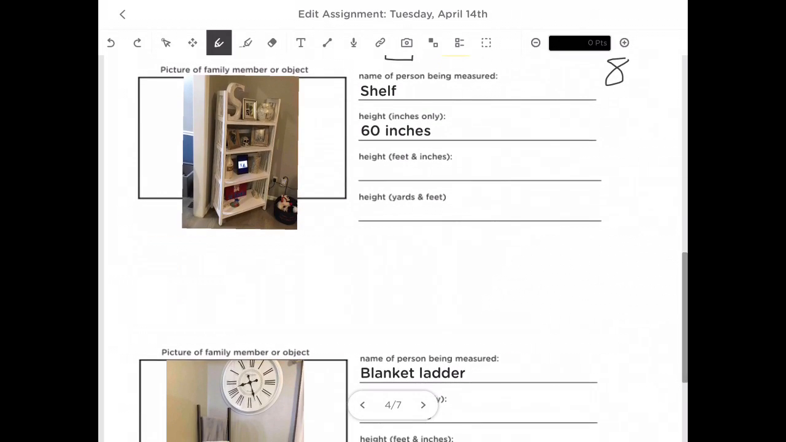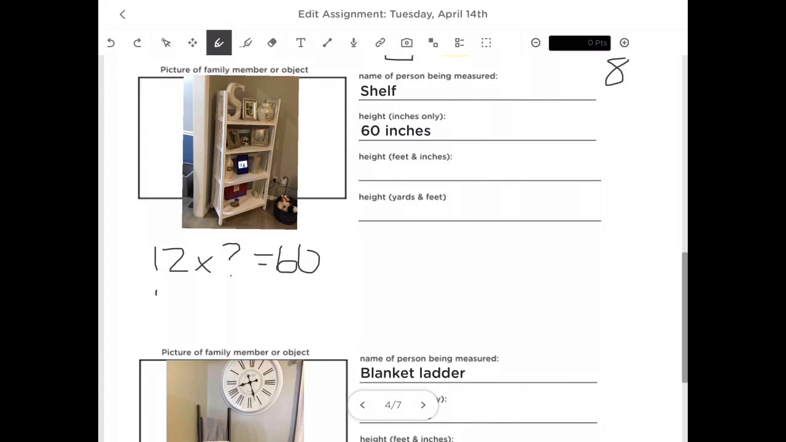So let's do my next one. Let's look at my shelf. My shelf is 60 inches. So to figure out how many feet and inches I have, you need to just figure out 12 times what is going to get you to 60. Okay, so your 12 is how many inches it takes to make a foot. Your question mark is you're figuring out how many feet you are, and 60 is your actual measurement.